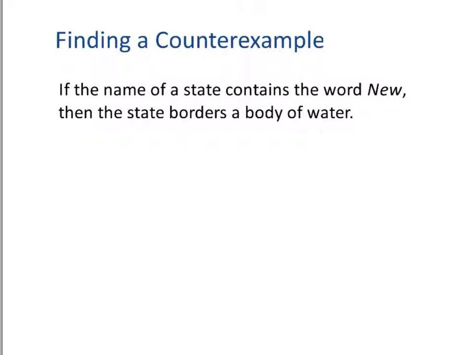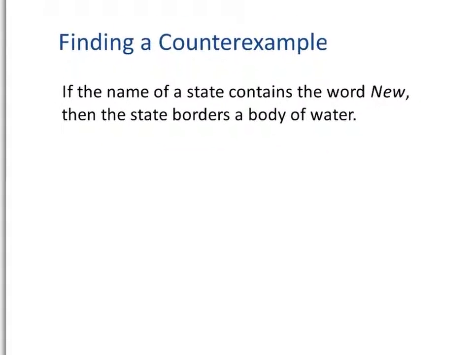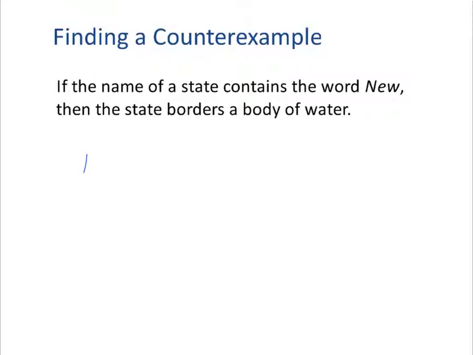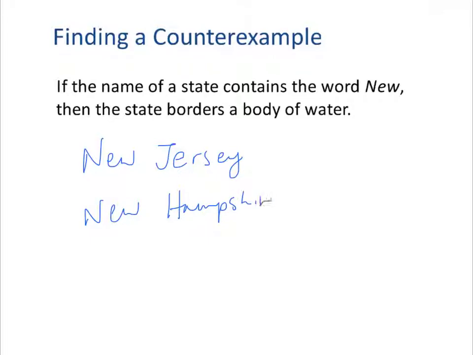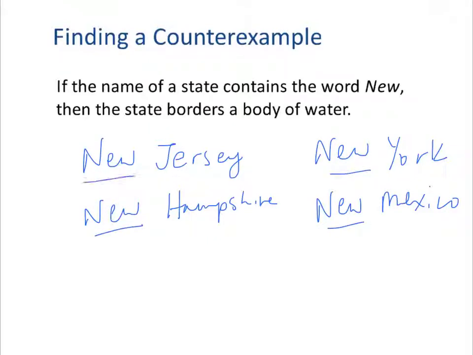If the name of a state contains the word new, then that state borders a body of water. So the four states are New Jersey, New Hampshire, New York, New Mexico. So we have to visualize these four states. They all begin with the word new, and do they all border a body of water?